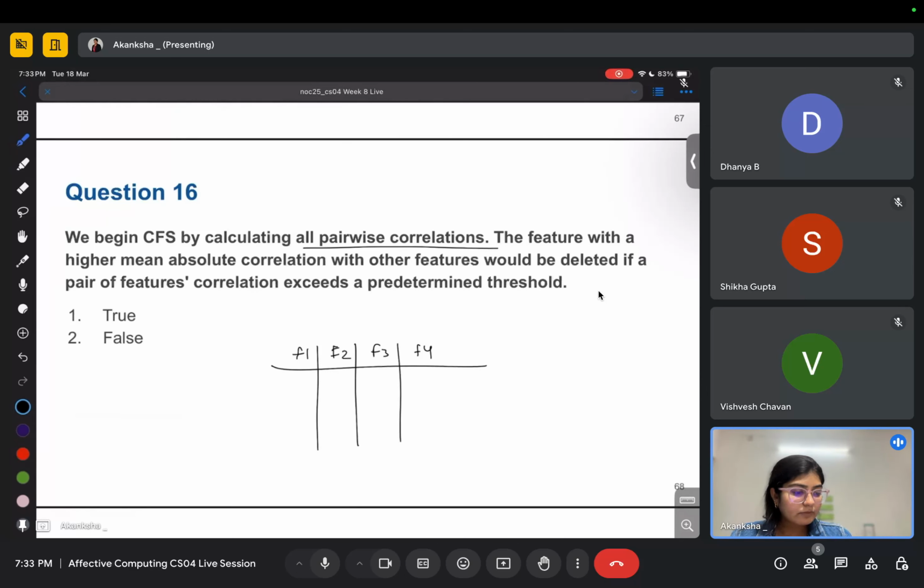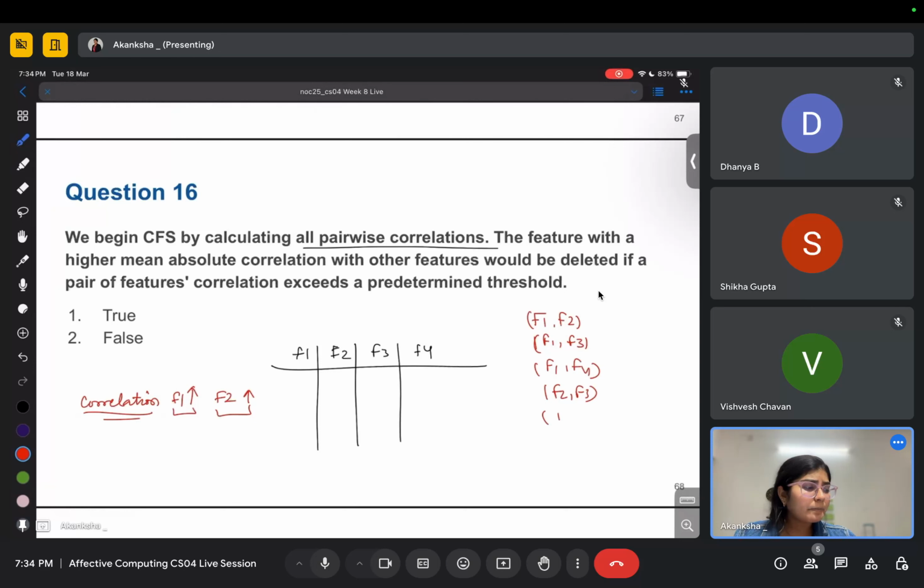So one way of doing that is, you understand correlation means how closely they are associated, how one is impacting the other. If, let's say, f1 is increased, does f2 also increase? That means they are correlated, okay? They have some kind of relationship. Now what I can do is calculate the correlation between f1 f2, f1 f3, f1 f4, then f2 f3, all possible pairs, okay?